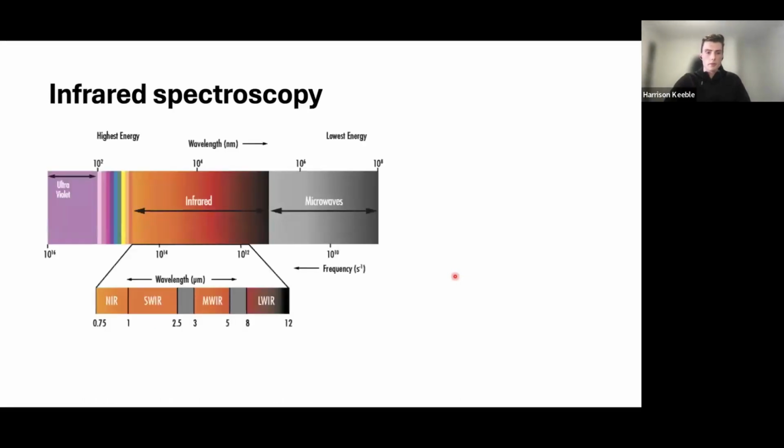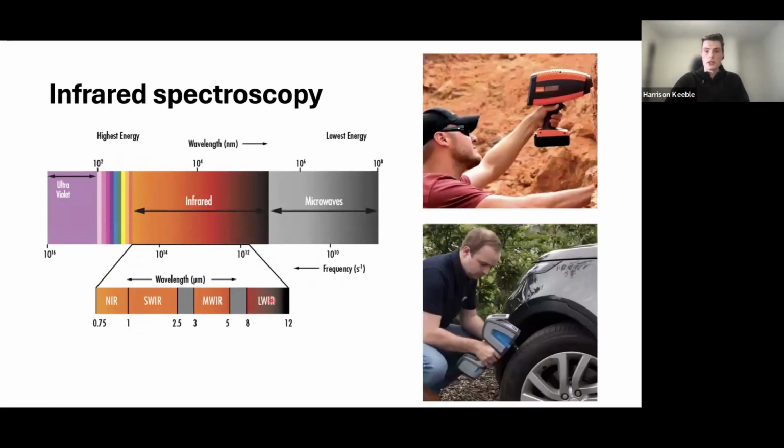Just for anyone not aware, here we have the electromagnetic spectrum. These rainbow colours here are the visible light that we can see with the human eye. Beyond that, we have infrared light, which is separated into its own subcategories. Within geology, we can identify different minerals by zapping them with a little bit of infrared light, and then what comes back we can measure uniquely for every single mineral and material on Earth.